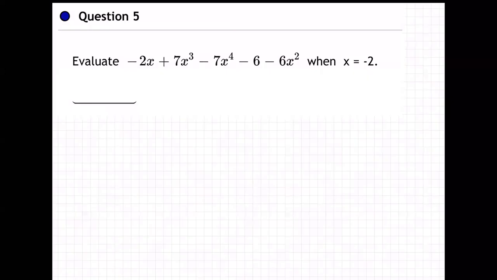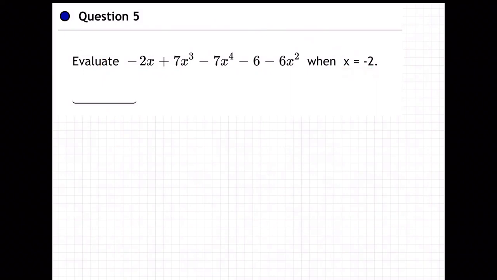Okay, on this question, they're giving us this big, long, messy polynomial. It's got a lot of terms in it. And they say evaluate. That always means find the value. See the word value in there? Evaluate, find the value, find the number when x is -2.